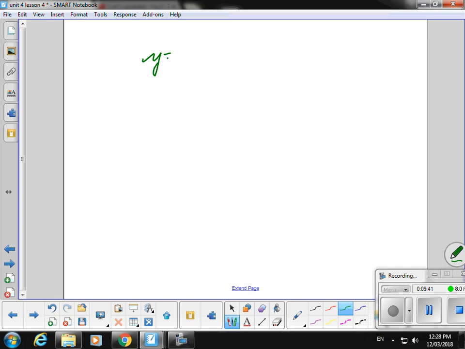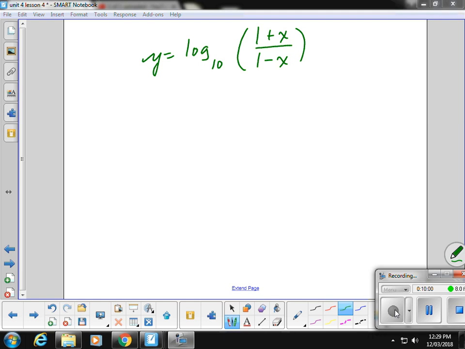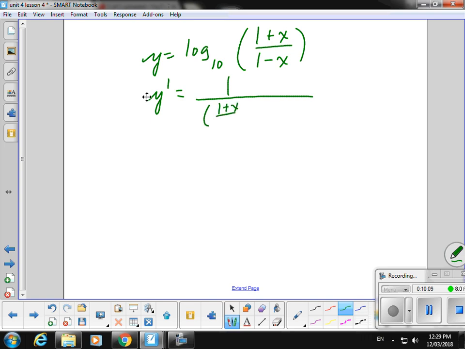Last example, y equals log base 10. So I'm going to have to adjust for that different base. It's not ln. Log base 10 of 1 plus x over 1 subtract x. So I have a log, different base, and a quotient all in one. There are different ways to do this, but my thinking is I know that the derivative of log is 1 over, adjust for that different base. Don't forget the guts. My guts would be a quotient.